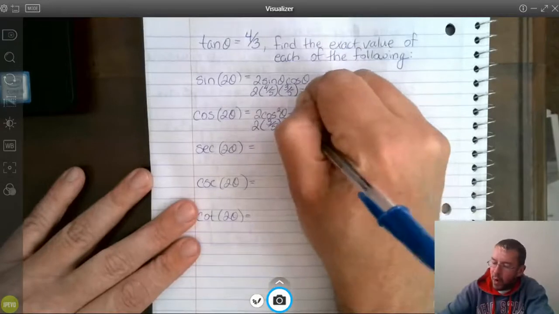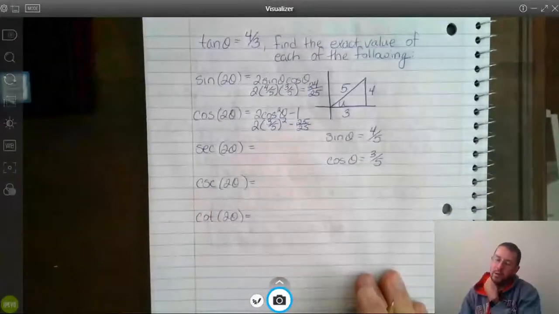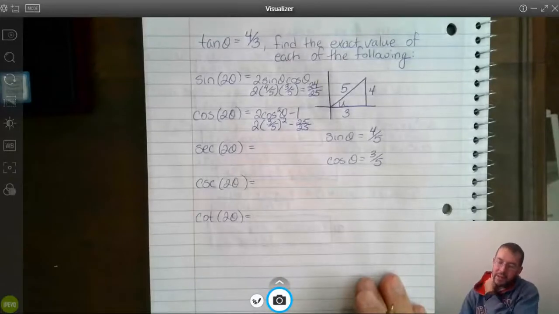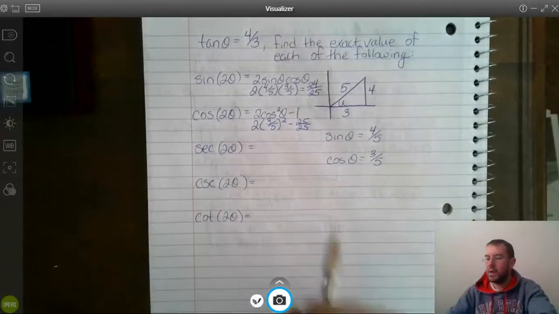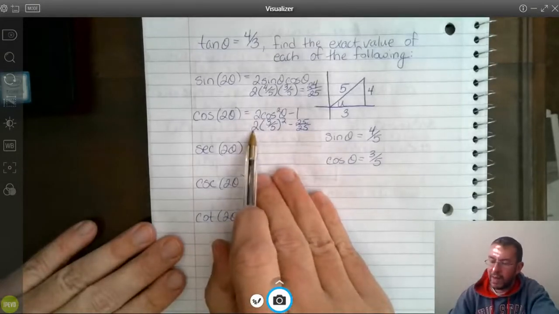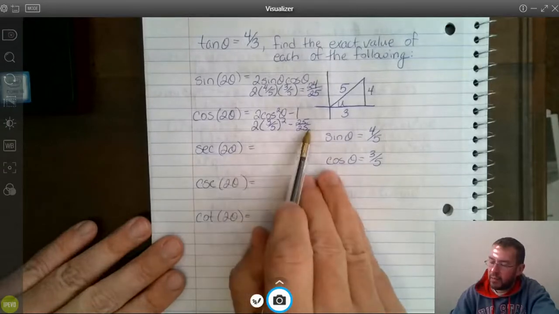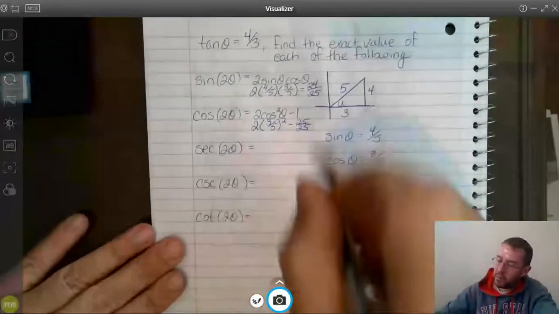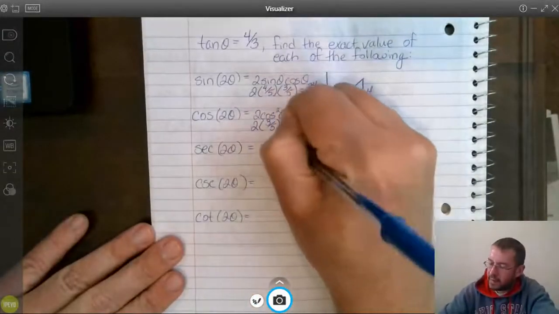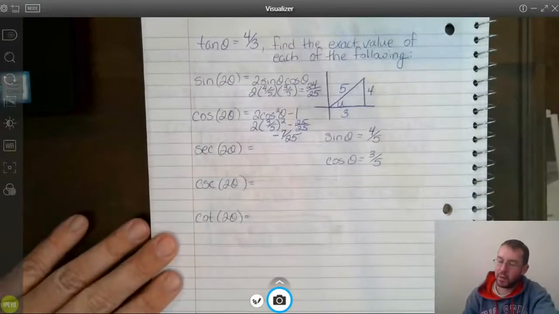So I'm going to make 1 into 25 over 25, just to make it easier to combine like fractions later. Like I said, 3/5 squared is 9 over 25. Multiply that by 2, that's 18 over 25. 18 over 25 minus 25 over 25 is negative 7 over 25. So we're done with that.